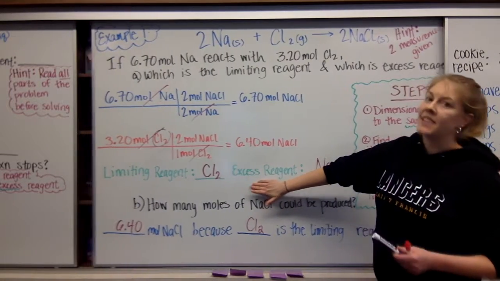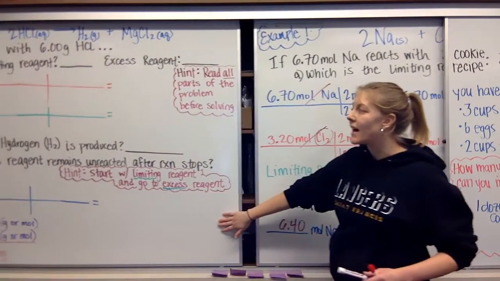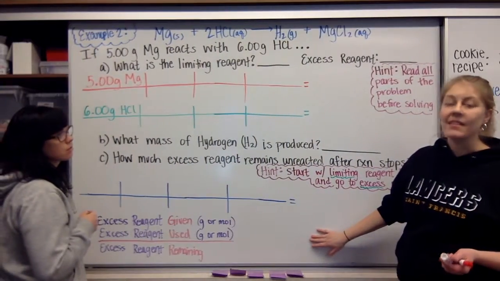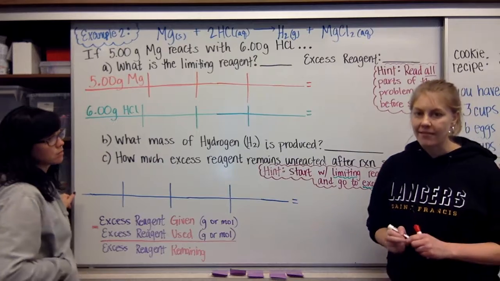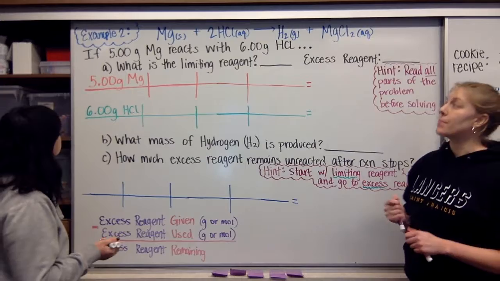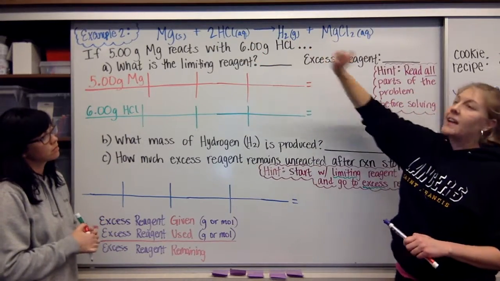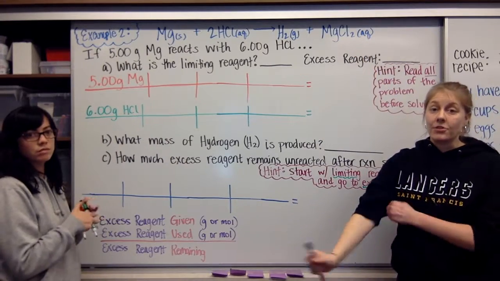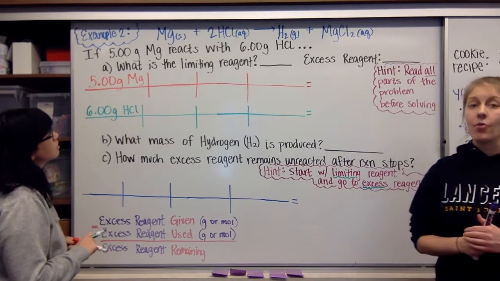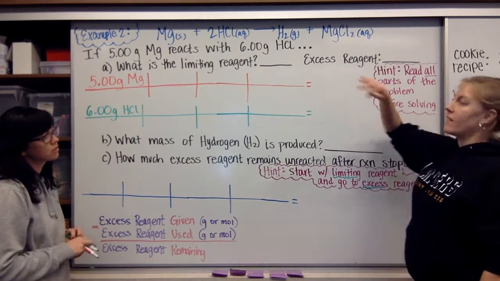All right, let's take a look at a slightly more difficult problem. This one is a little more difficult because the last problem we went from moles to moles. This time, we're going from mass to mass, okay? A couple extra steps. So here's my reaction at the top. I have magnesium plus 2 moles of hydrochloric acid yields 1 mole of hydrogen gas plus 1 mole of MgCl2, magnesium chloride. If 5 grams of magnesium reacts with 6 grams of hydrochloric acid, what is the limiting reagent and what is the excess?